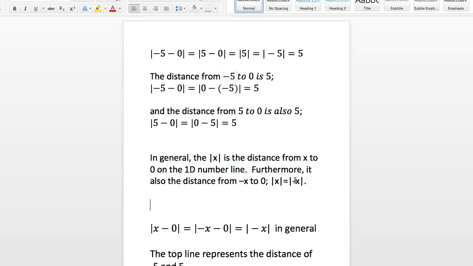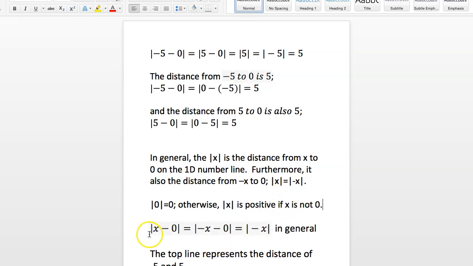Like the absolute value of 0 is 0. So the absolute value of 0 equals 0. Otherwise, the absolute value of x is positive if x is not 0. Okay, 0 is neither positive nor negative.